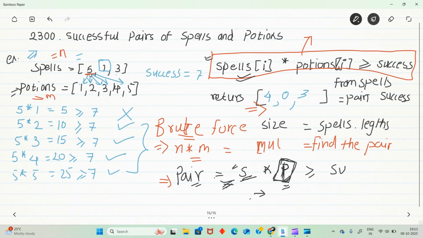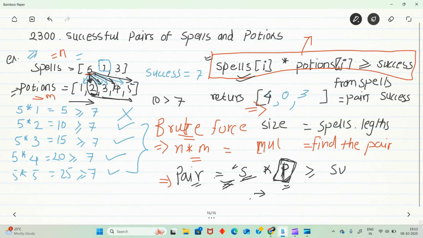For example, this is a sorted array. If I multiply my 5 with 2, I got 10, which is a pair. That means after this, if I have all the elements greater than this 2, I can say without multiplying that this can be my successful pair. So how many are there? Total 4 are there. So my answer for 5 will be 4.